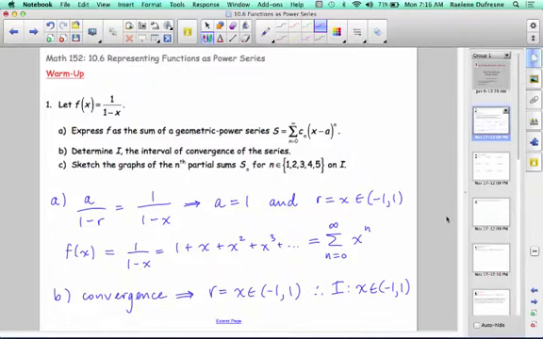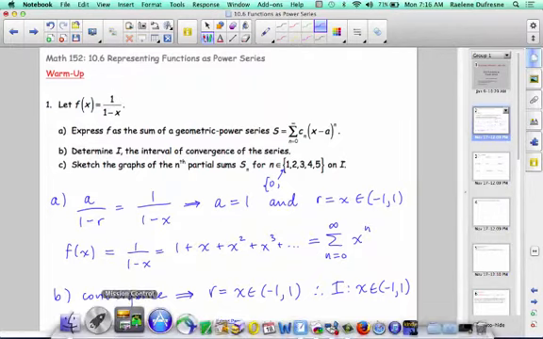In part C, we want to sketch the graphs of the nth partial sums, Sn, for n equals 1. Well, in fact, let's make that include a 0 as well. 0, 1, 2, 3, 4, 5, and see what happens to the convergence of the partial sums to the infinite or the final exact sum.